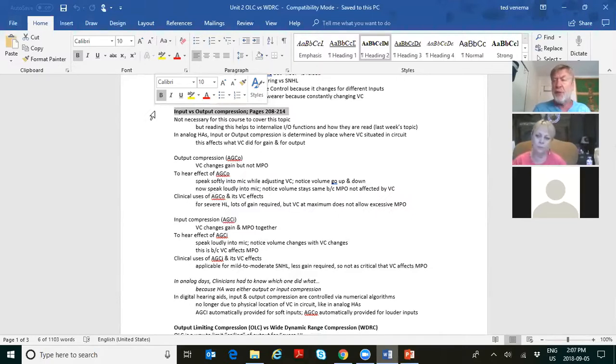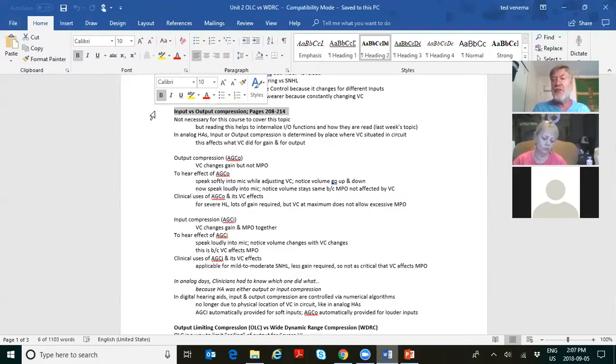The first half is really history. Okay, so you should have an idea of what input compression is. Basically, it meant that the volume control adjusted the gain and the MPO together. Output compression meant that the volume control adjusted only the gain but not the MPO.